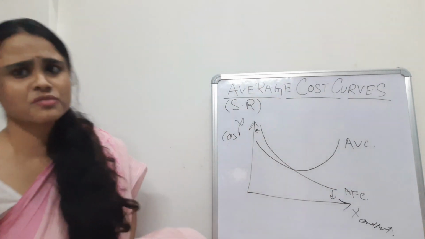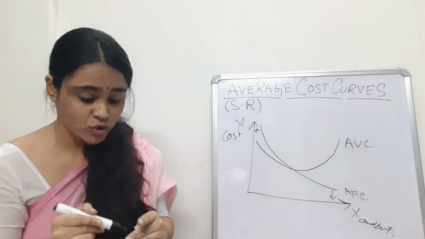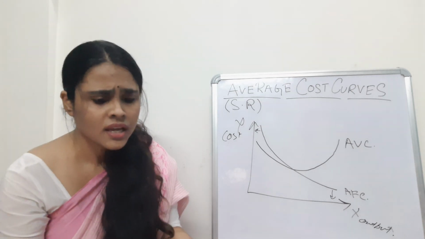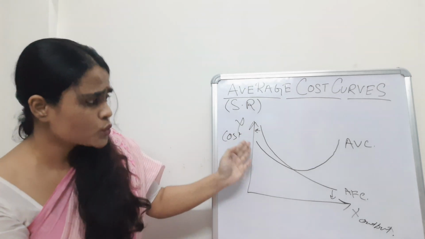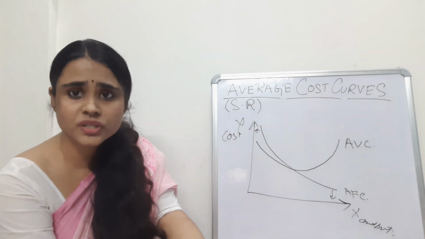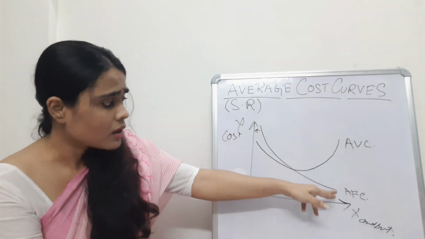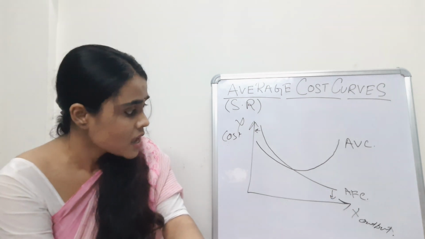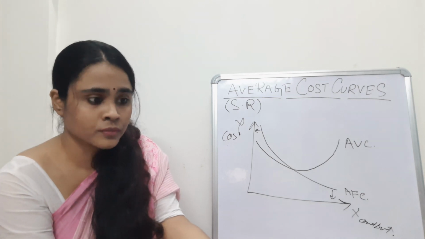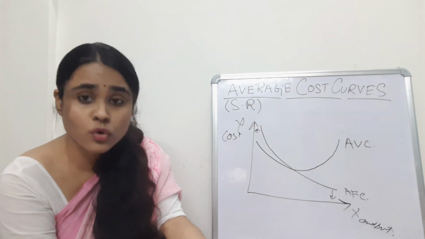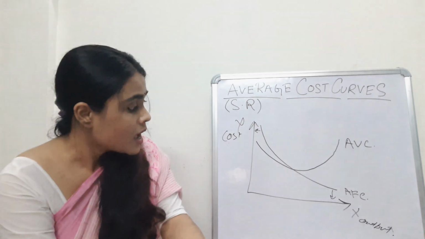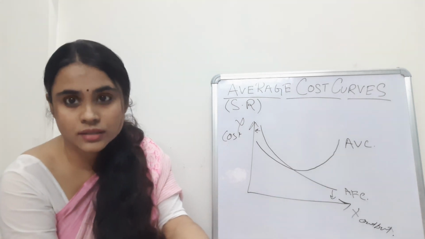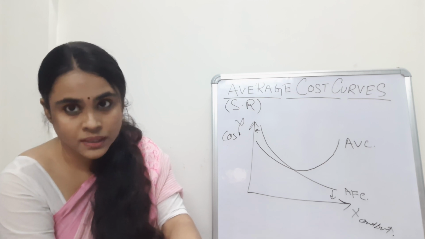Now, what makes it U-shaped is the law of variable proportions. So what is the law of variable proportions? Initially, too little variable input was used. There was a fuller utilization of fixed inputs, and proper utilization of resources, and we get increasing returns of the average variable inputs.